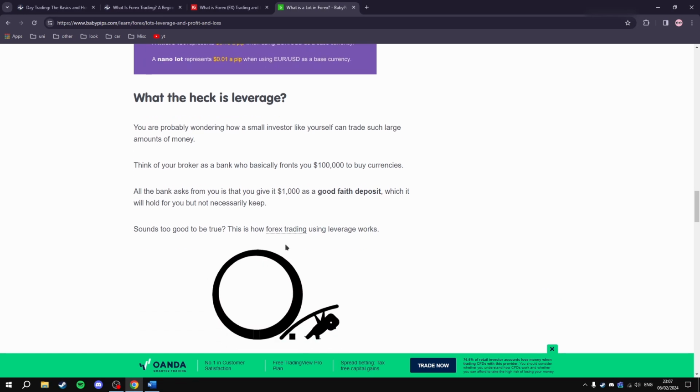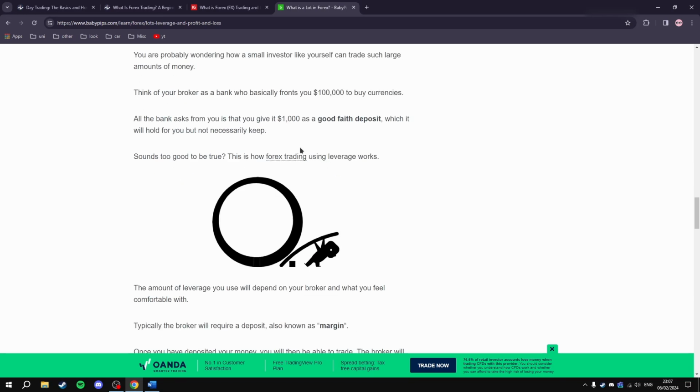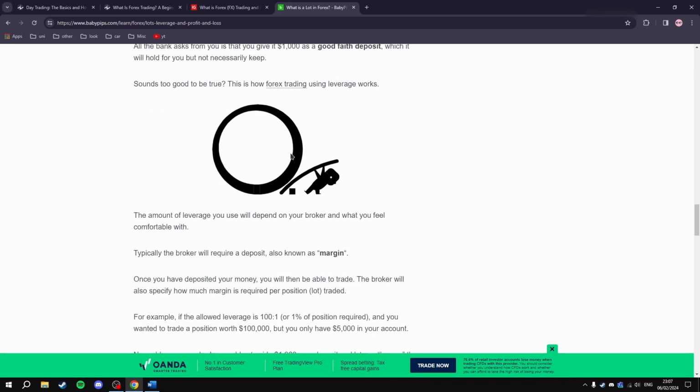Sounds too good to be true? This is how Forex trading using leverage works. The amount of leverage you use will depend on your broker and what you feel comfortable with. Typically, the broker will require a deposit, also known as a margin. Once you have deposited your money, you will then be able to trade.